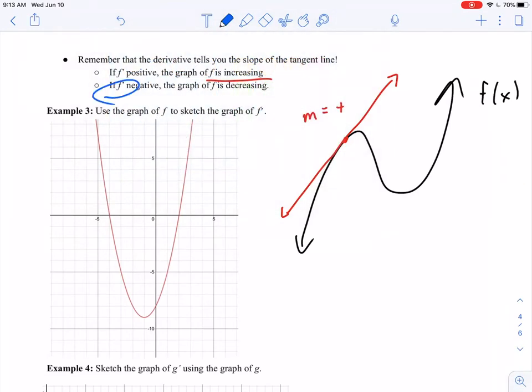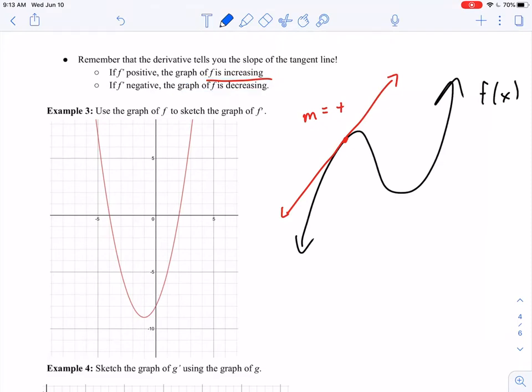If f prime is negative, then the graph of f is decreasing, and vice versa. So this, I think, kind of makes intuitive sense. We can look and see also, vice versa, where the graph of f is decreasing, and that will allow us to say where f prime is negative.